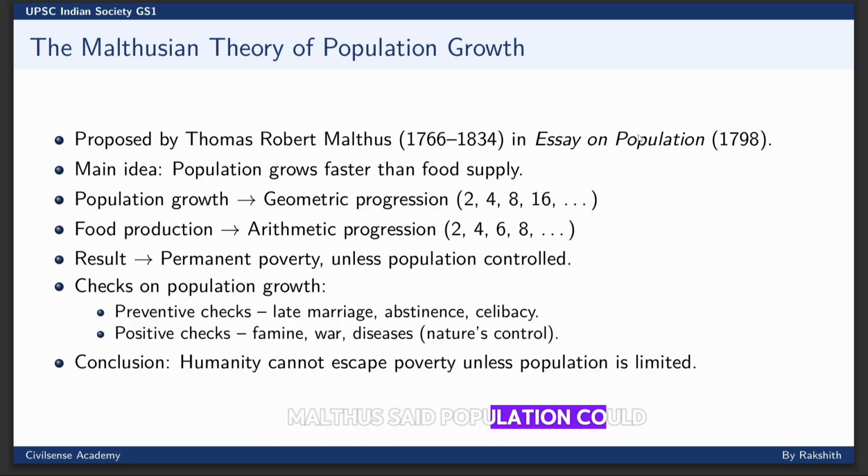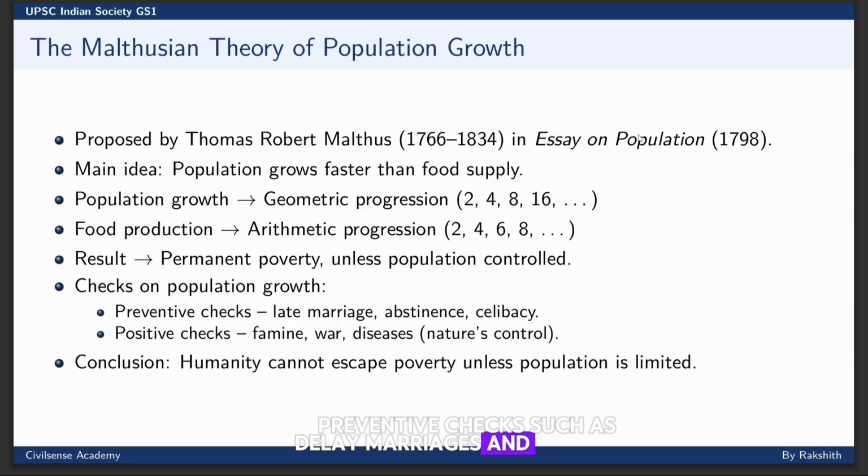Malthus said population could be controlled in two ways, that is, preventive checks such as delayed marriages and celibacy, and positive checks such as famine, war and disease. In simple words, if humans don't control population, nature will do it brutally. This theory influenced population debates for a long time.